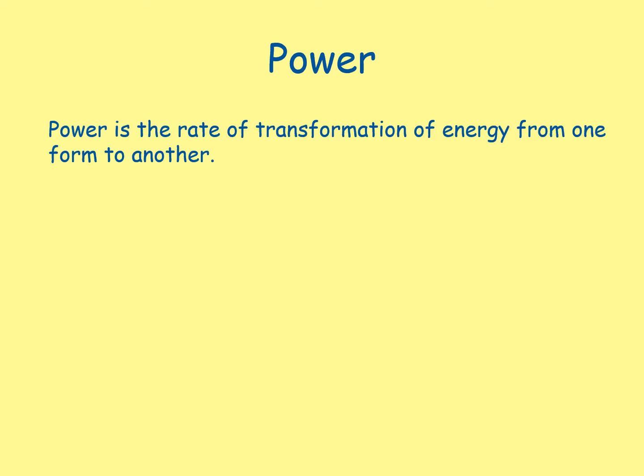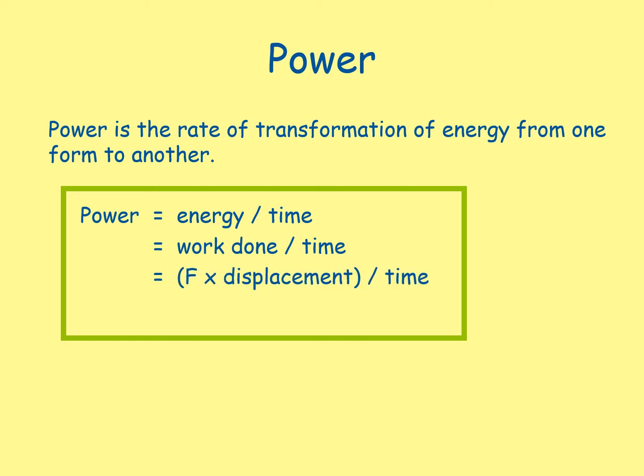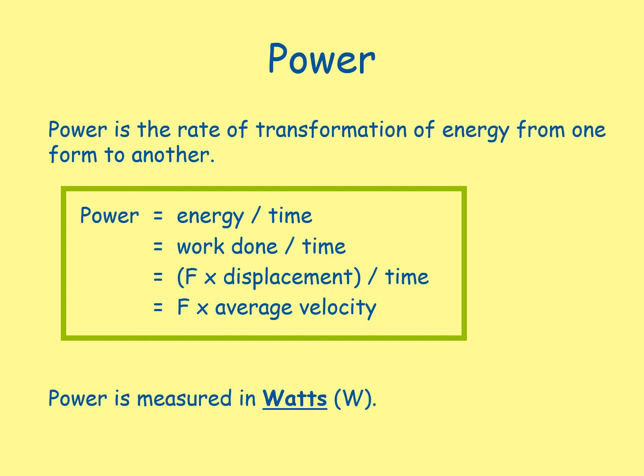Power. Power is the rate of transformation of energy from one form to another. Power is equal to energy divided by time. We can write energy as work done, so power becomes work done divided by time. Work done can be written as F times displacement, so we have power equals F times displacement divided by time. We know that displacement divided by time is the same as velocity, so we can write power equals F times average velocity. Power is measured in watts.